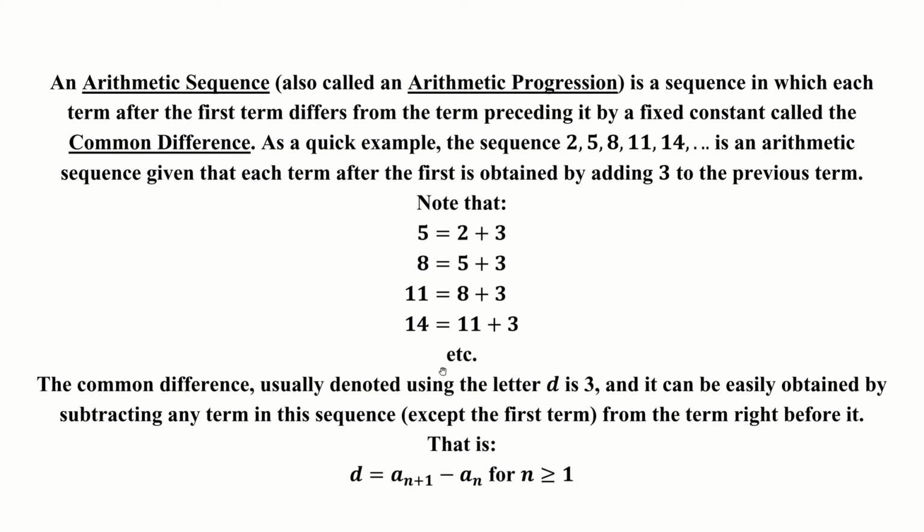This pattern, of course, continues forever, unless it's a finite sequence and we only want to go to a certain number of terms. The common difference, usually denoted using the letter d here, as we mentioned, is 3, and it can easily be obtained by subtracting any term in this sequence from the term right after it. So the most general way of expressing that fact is to say that d equals a_(n+1) minus a_n for any n greater than or equal to 1. And of course, a_(n+1) is the (n+1)th term, and a_n is the nth term.